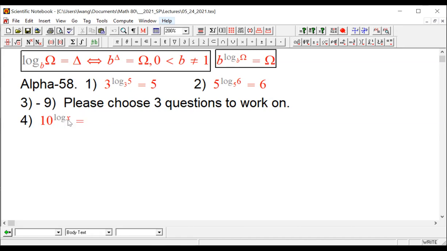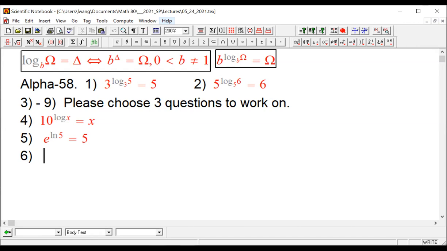Instead of having a number there, now we have an x, right? The answer is x. Base 10, common log, base 10. When these two bases are the same, the number before log is 1, so that's x, okay? Number 5, what does number 5 equal to? e to the power of ln 5. The answer is 5, okay?